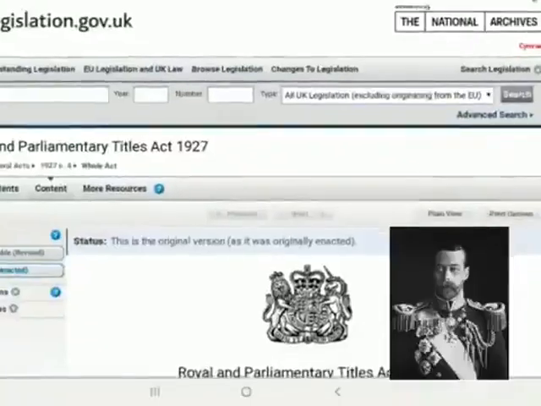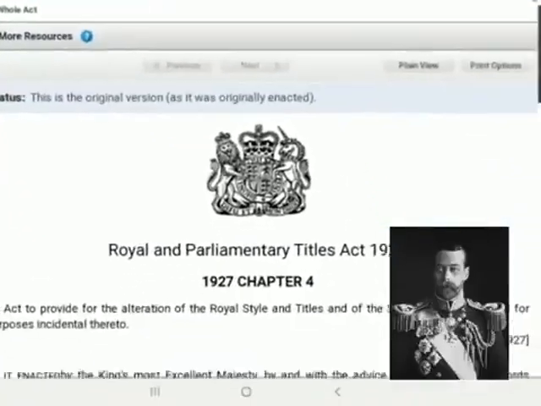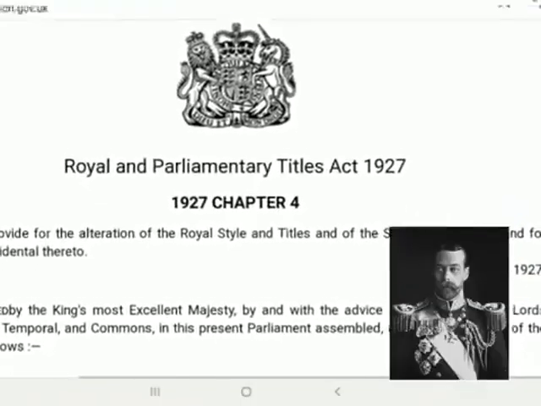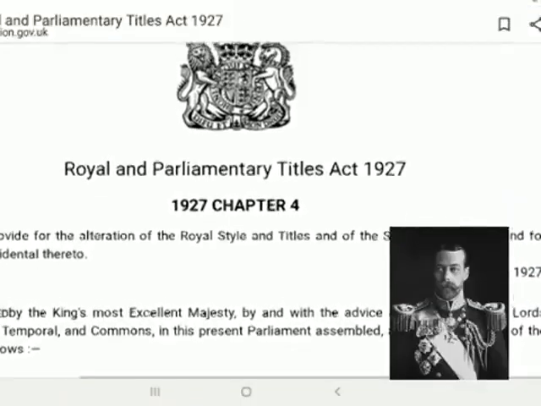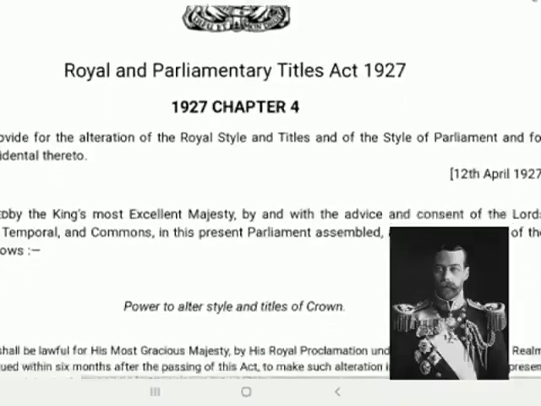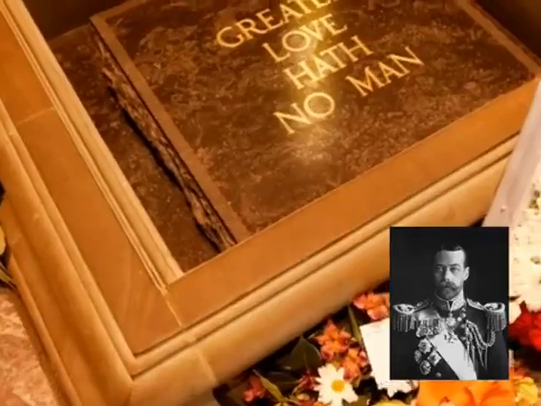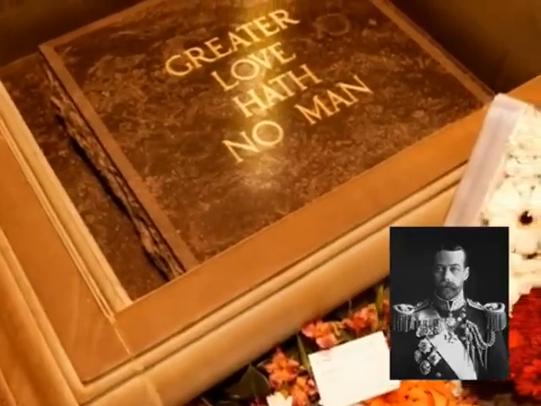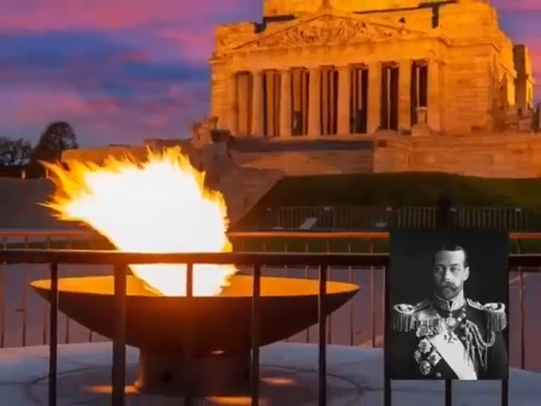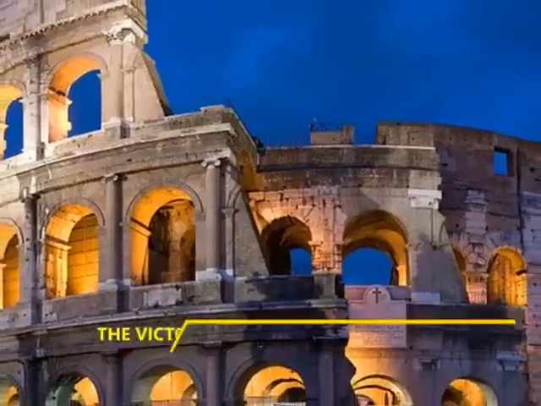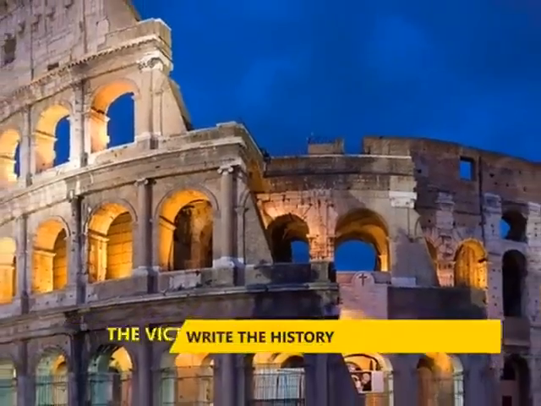King George V declared that the Commonwealth of Australia was to be a self-determining nation, which was noted in the changes to the Royal and Parliamentary Titles Act in 1927, and the Anzac Shrine was built in Melbourne in 1934 to honour our Anzacs. The victors of war write the history.